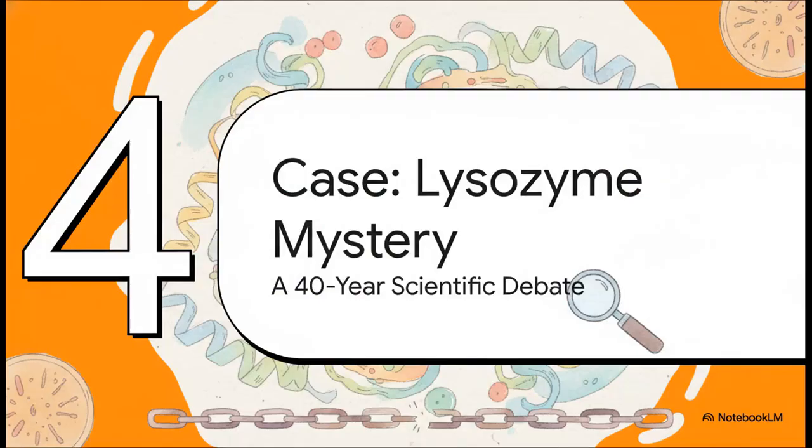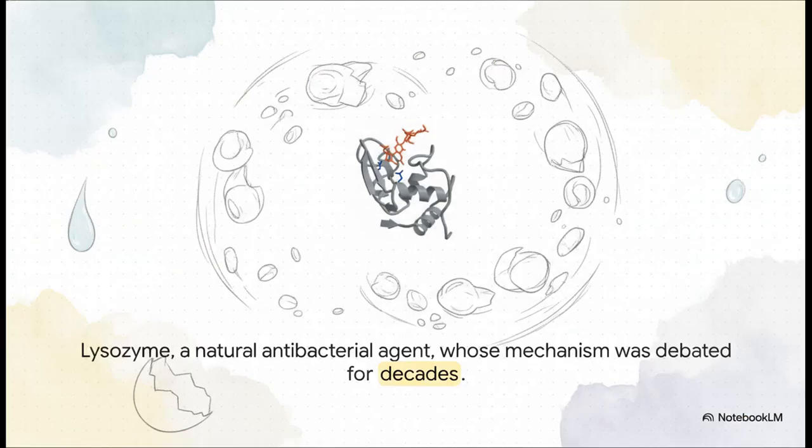Okay, so I think the case is closed on the general principle. Now let's put it all together and dive into a specific case that shows how all this works in the real world, the long-standing mystery of the enzyme lysozyme. So meet lysozyme. This is a natural antibacterial agent that you can find in things like egg whites and even your own tears. It works by breaking down the cell walls of bacteria. Now, its structure was solved way back in 1965, but exactly how it performed its chemical magic was debated by scientists for almost 4 decades.